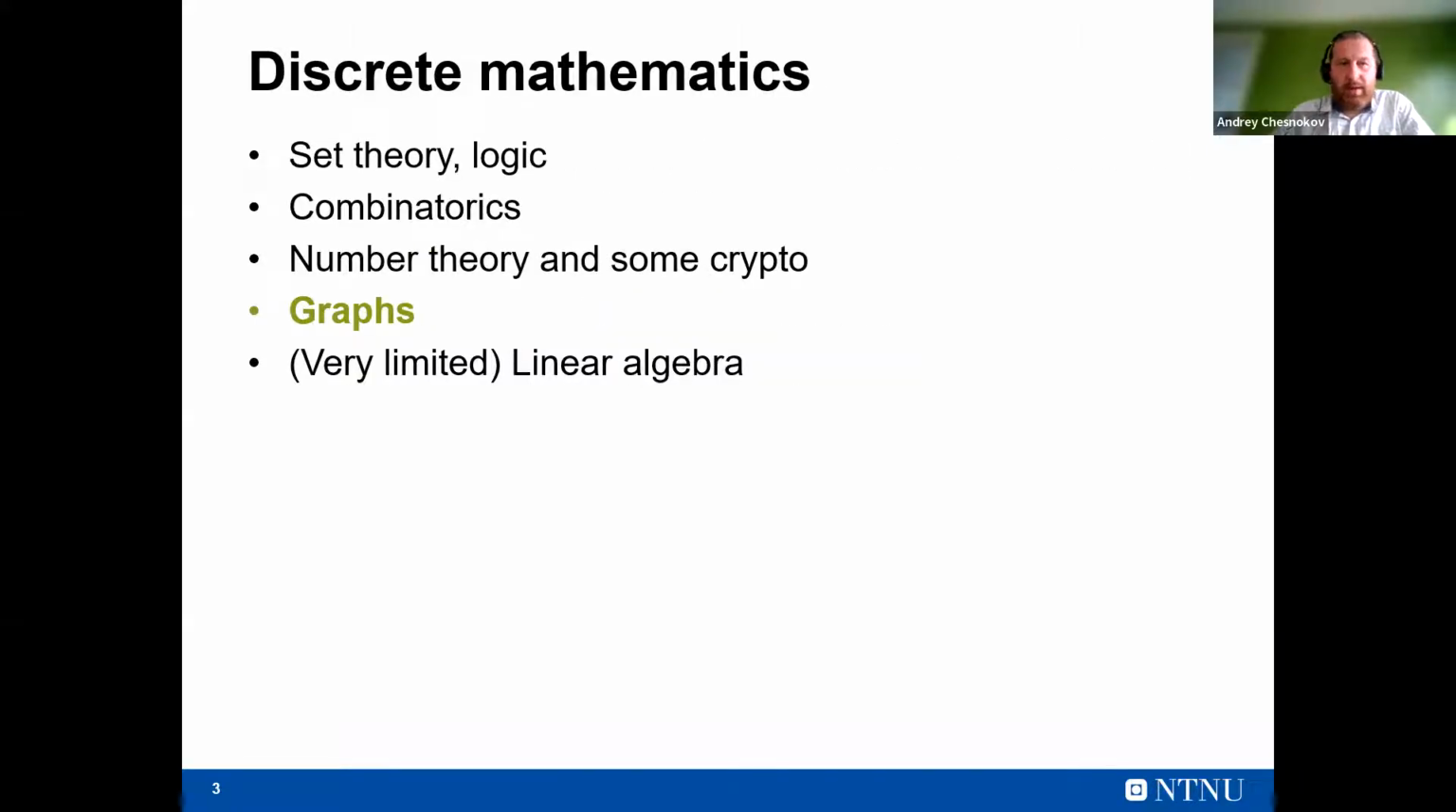The course, well, it's not called Discrete Mathematics, but that's what it essentially is, consists of the following parts. There is some set theory and elementary logic, some combinatorics, some number theory and related crypto like the RSA algorithm. We have some graph theory and a little bit of linear algebra, but in a very limited way, like solving linear equations and not much more than that.